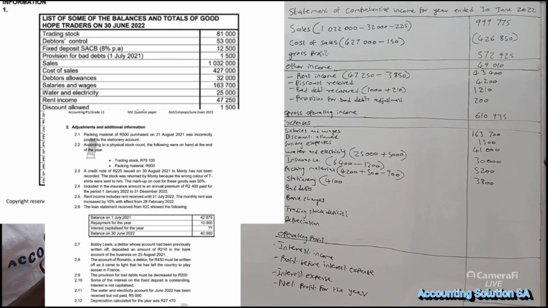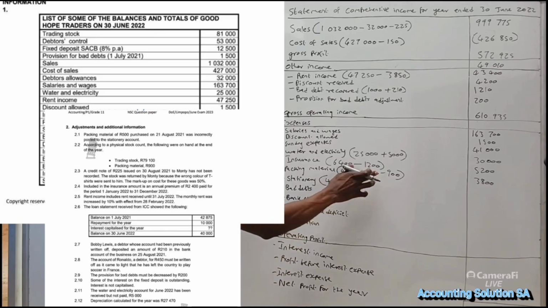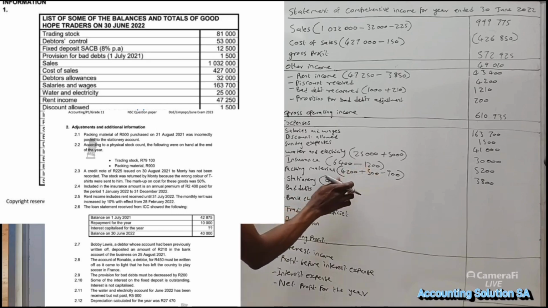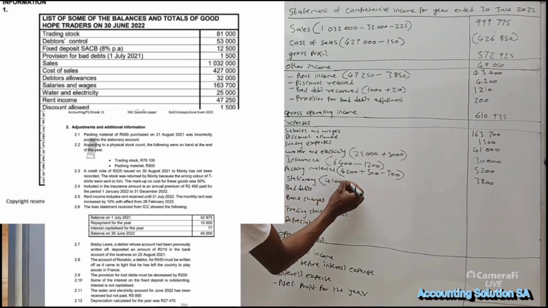Okay, for stationery, they say that 2.1, packing material of 500 purchased on 21 August 2021 was incorrectly posted in the stationery account. So the one that we record here is correct, of 500, but it was mistakenly recorded on the stationery account. So we have to go and subtract it on this account. We are going to say minus 500 because it was recorded on the incorrect account.